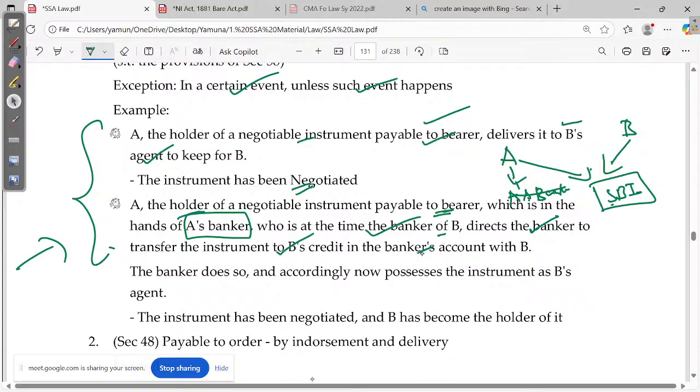Okay. So even in that kind of case, the banker is doing it, now the instrument has become negotiated.